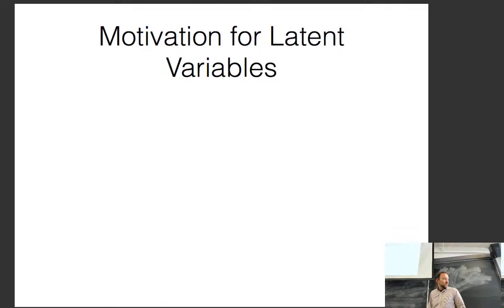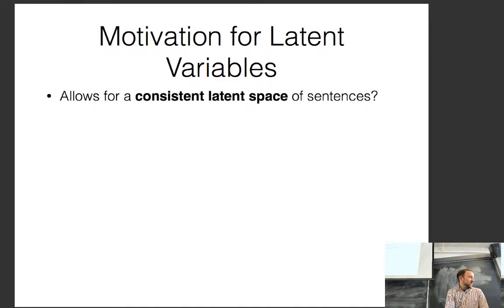So the motivation for latent variables, like we were just talking about, is that it's possible this could allow for a consistent latent space of sentences. And what this means, basically, is if we have a normal autoencoder, let's say we have an autoencoder that says the cat ran, and the dog walked, or something.